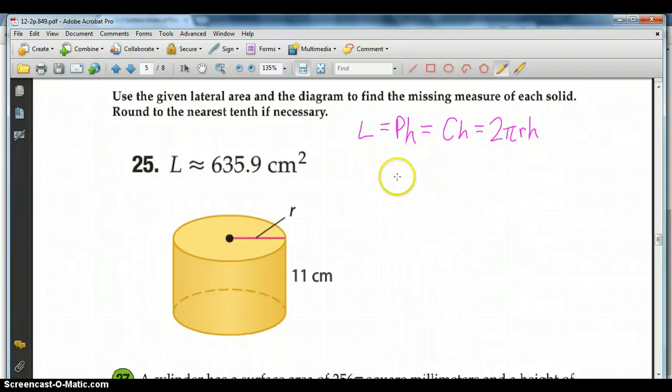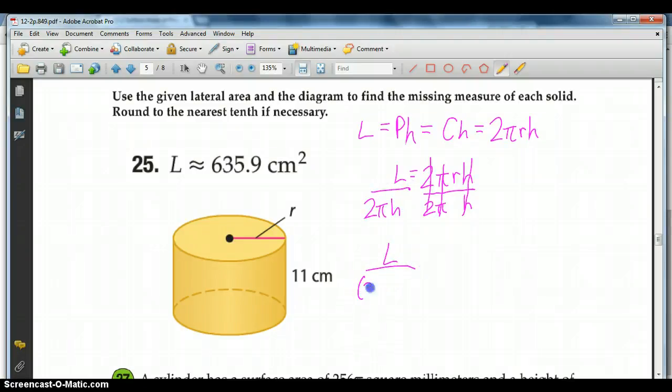So if our lateral area is equal to 2 pi r h, and we want to solve this equation for r, to get r by itself, we need to divide by 2 pi and by h. In other words, we want to get those values to cancel out. So we divide the other side by 2 pi h as well. So our lateral area divided by the quantity of 2 pi h will be equal to our radius.